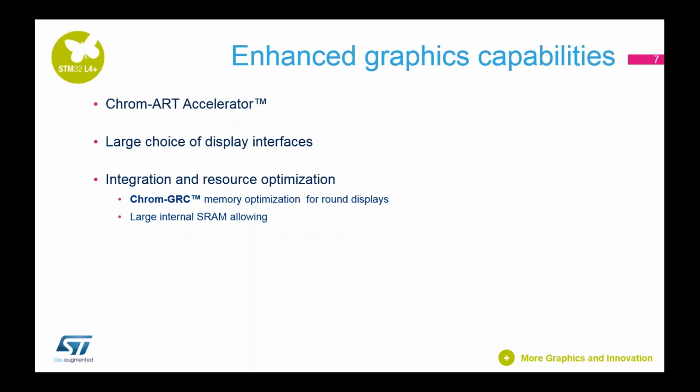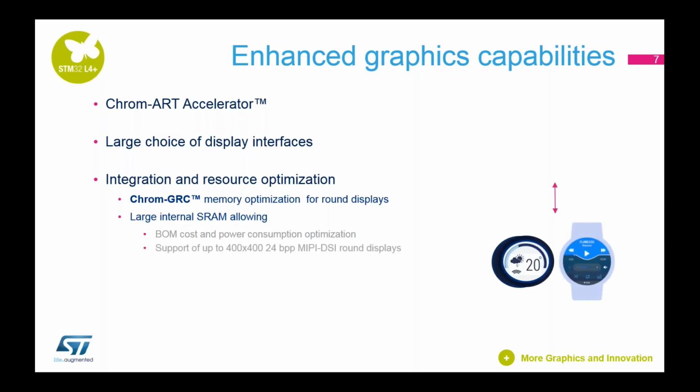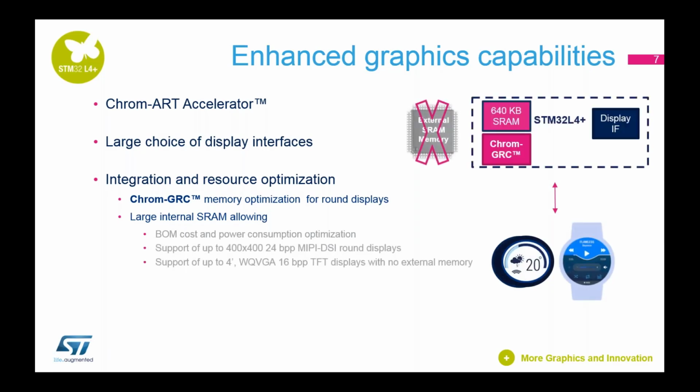And thanks to the large SRAM size embedded, 640 kilobytes, you can directly handle big display. I mean, for example, we can support 400 by 400 with a 24-bit MIPI DSI round display without any external SRAM. So thanks to this embedded 640 kilobyte of SRAM. Or also a wide QVGA 16-bit TFT display without any external memory. So obviously, it's again cost, a BOM cost for the customer, as well as a power consumption gain for the final application.